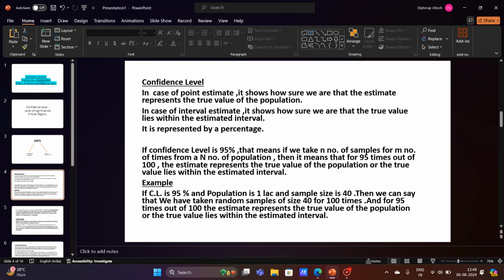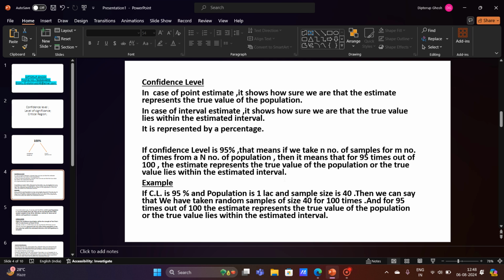So the confidence level is basically represented by a percentage. If the confidence level is 95%, what does it mean? That means if we take n number of samples, m number of times, from a population, then for 95 times out of 100, the estimate represents the true value of the population, or the true value lies within the estimated interval.